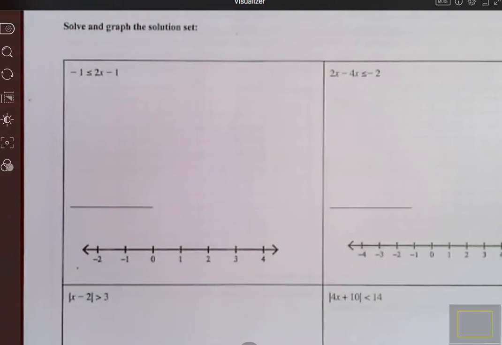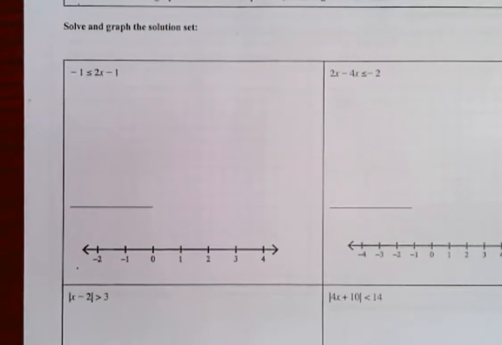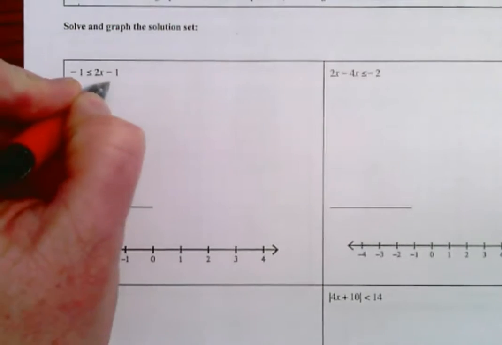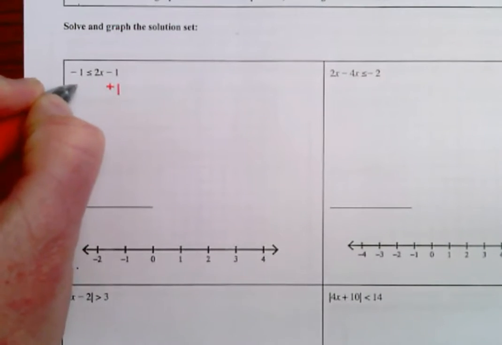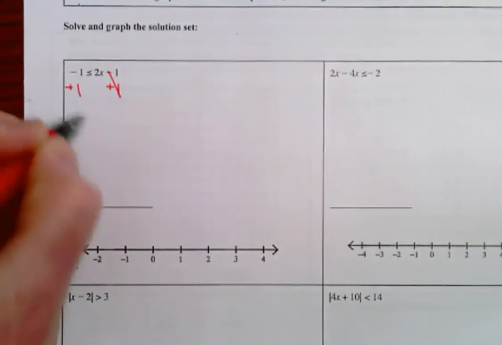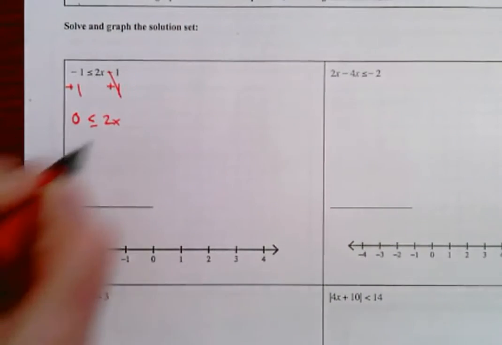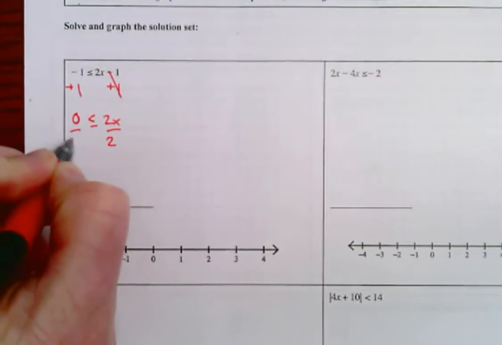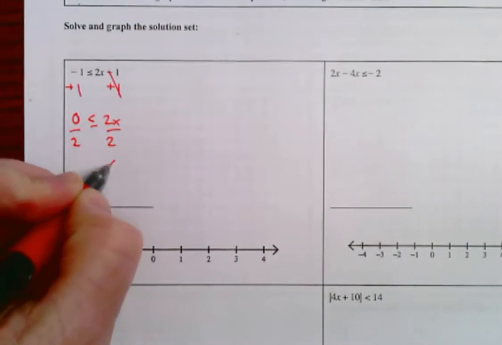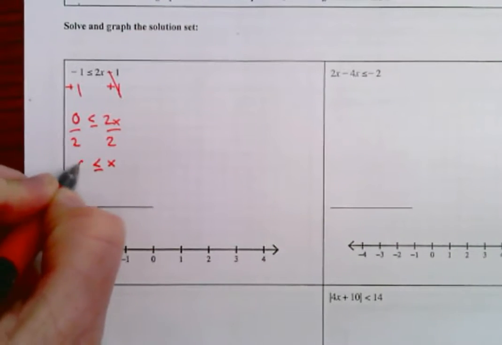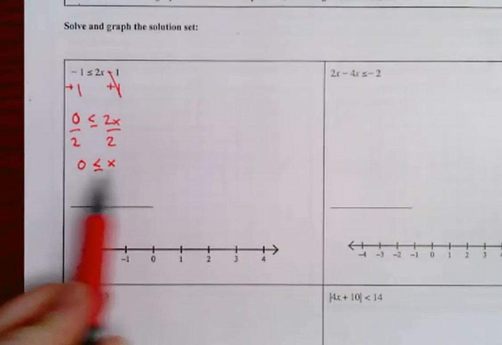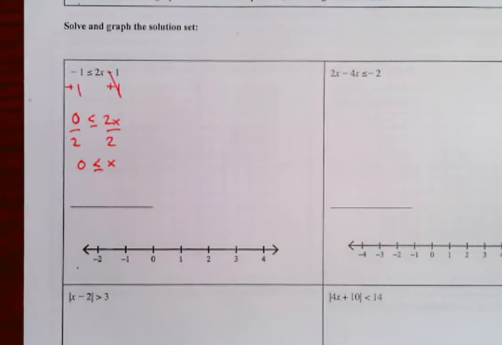Okay, we're going to be solving and graphing inequalities. So this first one here, we need to isolate x, so we're going to add 1 to both sides. Just becomes 0. And we're going to divide by 2. And we end up with x over here, and we have 0. So we need to be able to read this appropriately to know how to graph it.